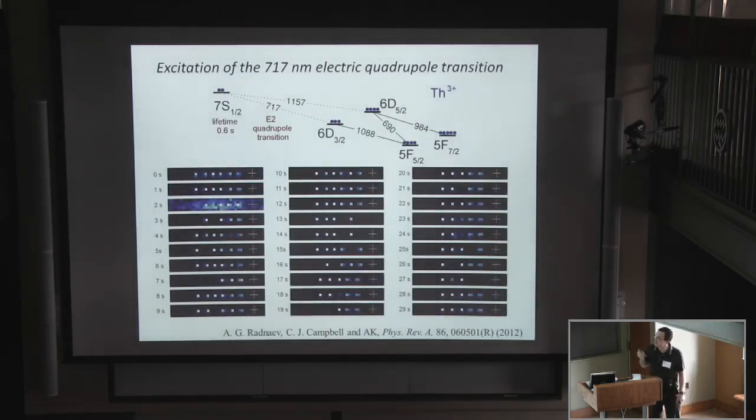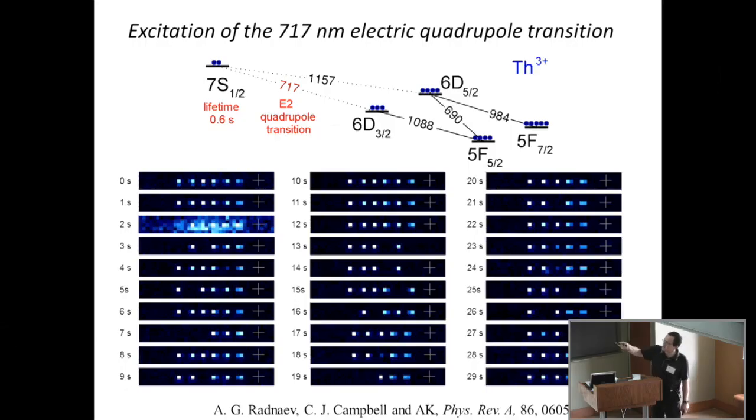So as a first step in this direction, we've excited the 7s level with 717 nanometer light. That was done in thorium-232. Here are the time-stamped images of a linear chain illuminated by resonant 717 nanometer light. As you can see, the ions go dark when they go into the 7s level, and then they spontaneously drop down into this fluorescent manifold, and they become bright again.